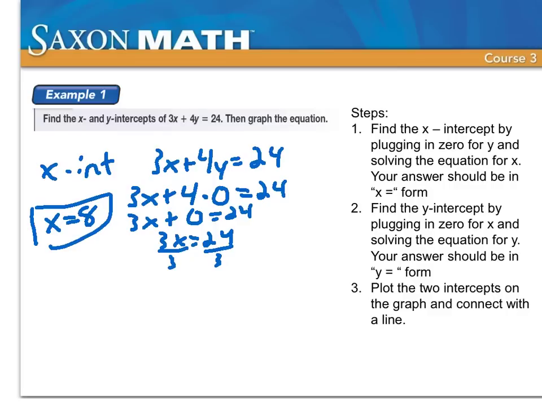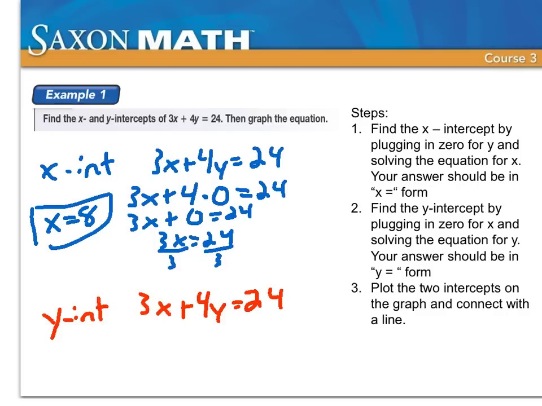Now I need to find my y-intercept. We're going to find the y-intercept just like the x-intercept, except for one little thing. It's actually a big thing, but a little tiny piece of algebra here. It says find the y-intercept by plugging in 0 for x and solving the equation for y. Again, we're going to plug in 0 for x to find the y-intercept, because when we think about how it crosses that y line, x has to equal 0.